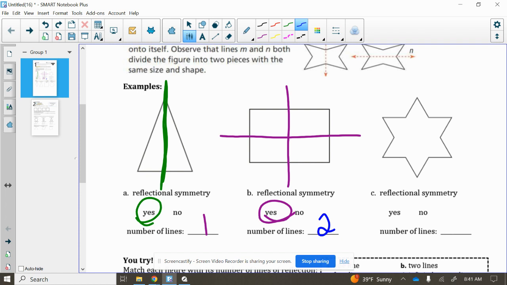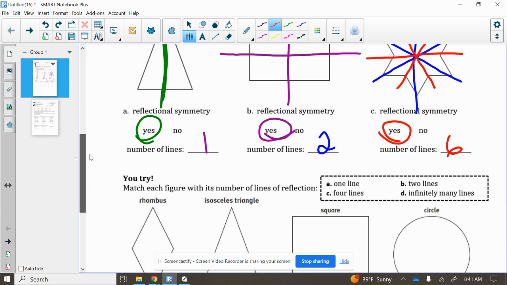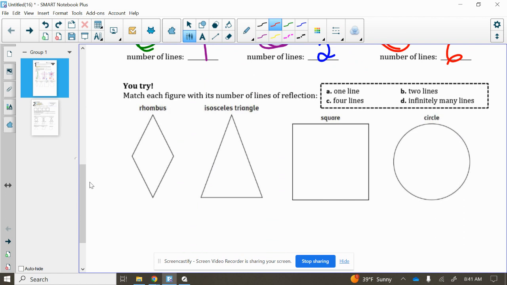So we wouldn't be able to say that this has reflectional symmetry over those diagonal lines, just the vertical and the horizontal. In our last example, in the star-like figure, we could draw in 1, 2, 3, and then we can actually draw in 4, 5, and 6 lines of reflectional symmetry. So again, it does exist, and there are 6 of those lines. Now down below, we have 4 more examples for you to look at using the answer options. Each of these will be used once. How many lines of symmetry does the rhombus have? Isosceles triangle, square, and circle.